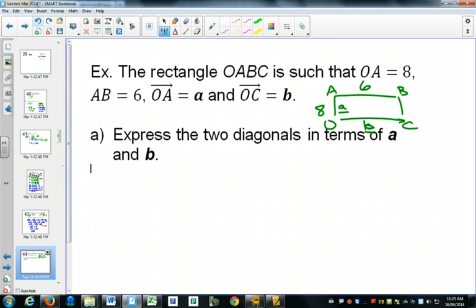So we can write the two diagonals. There's going to be one diagonal that goes from O to B, and there's another diagonal that goes either from C to A or A to C. So if I wanted to go from O to B, my first diagonal, can you see that I could go from O to C, which is my vector B? And then I have to go up from C to B. But because C to B is parallel to O to A, it's going to be the same as B plus A.